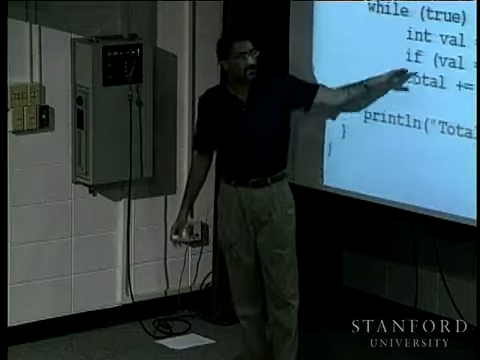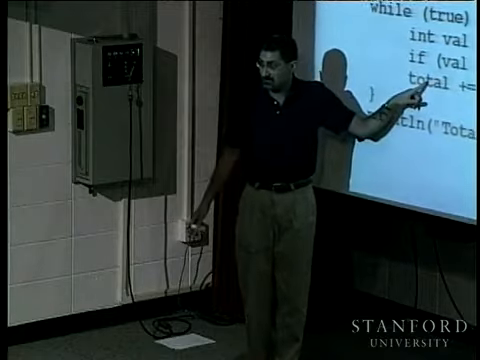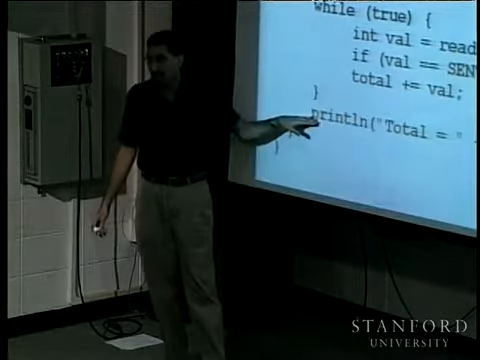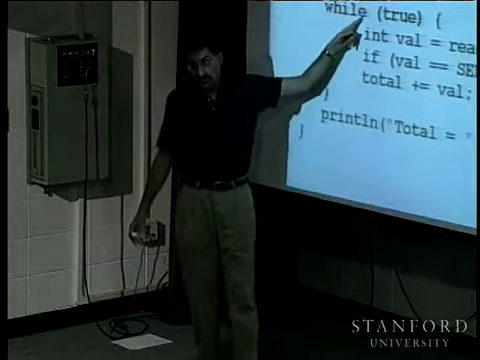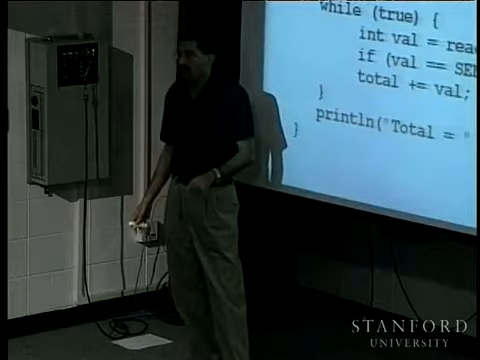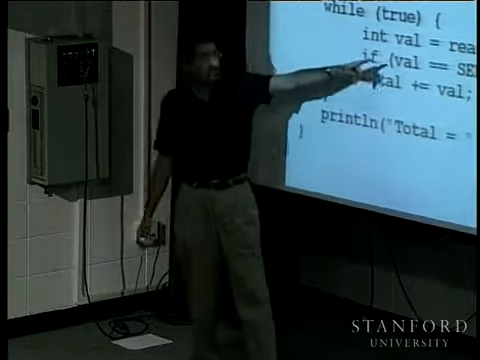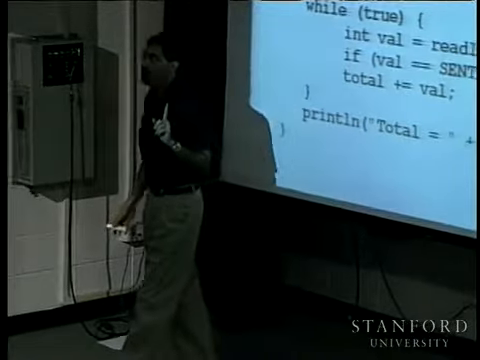If the value is the sentinel, we break, which means we never execute this line or the rest of the loop. We jump down here. If it is not the sentinel, then we add to the total. While true, so we execute the loop again and go and read another value from the user, right? So notice that this read int line is no longer repeated. We only do it once.